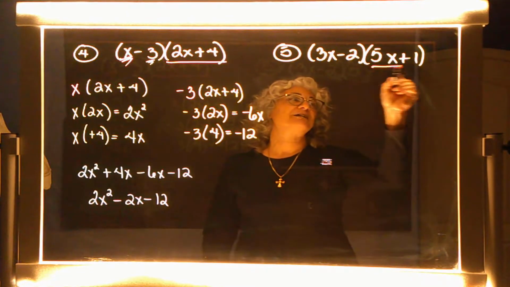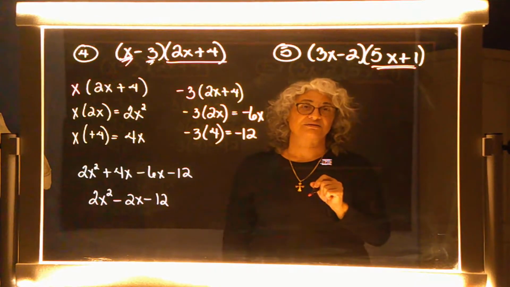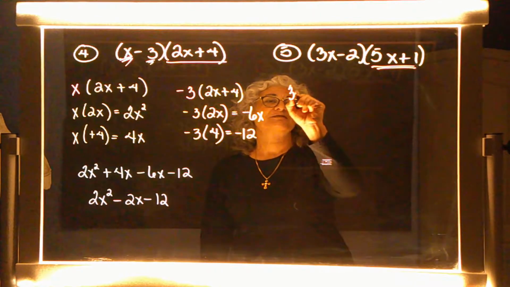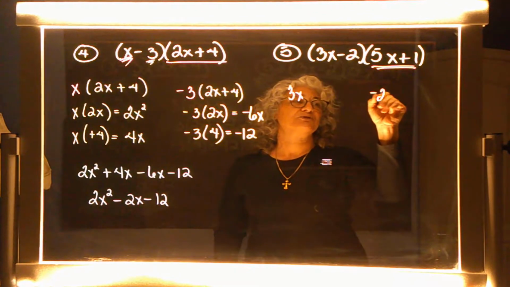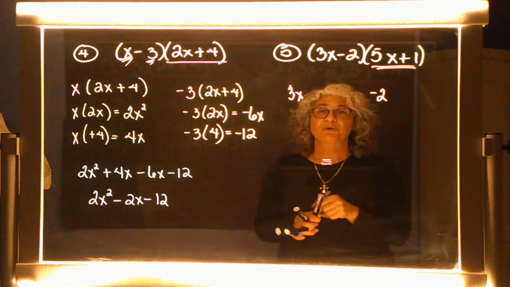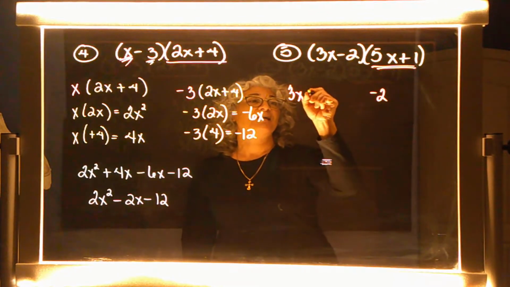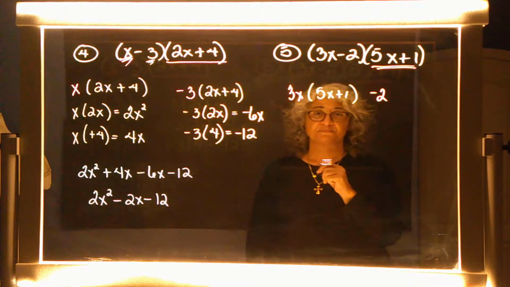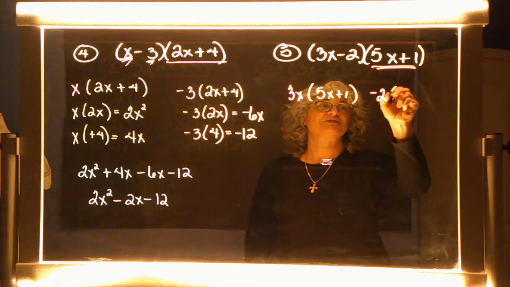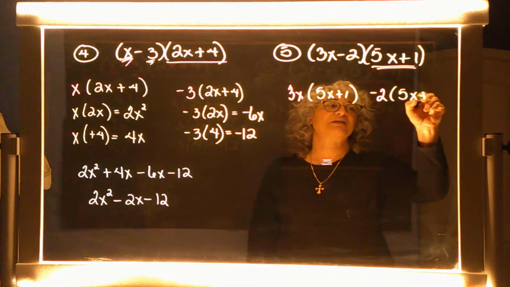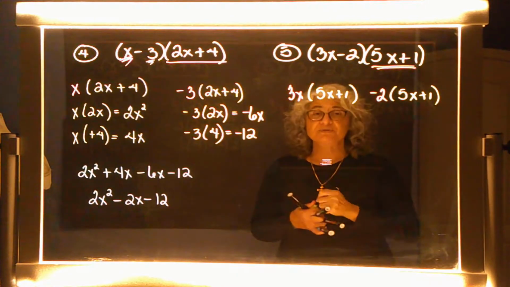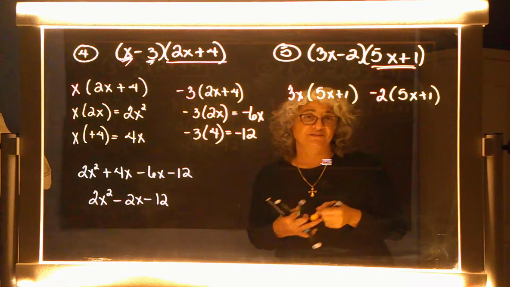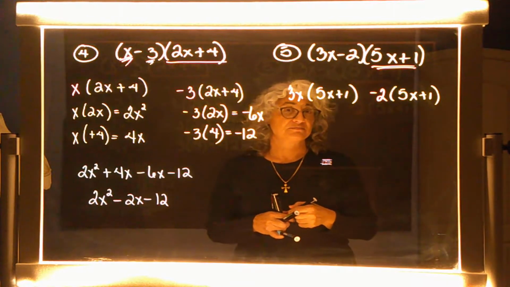Okay, so let's look at problem number 5. Notice in front of this second parenthesis, I have 2 terms again. I have 3x and I have a -2, don't I? So I'm going to have to take this 3x and distribute it to the 5x plus 1. Agreed? But I'm also going to have to take that -2 and distribute it to the 5x plus 1. Both of those are in front of that 5x plus 1 parenthesis, right?